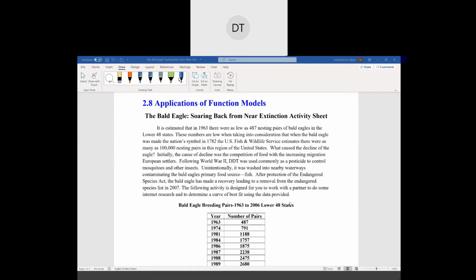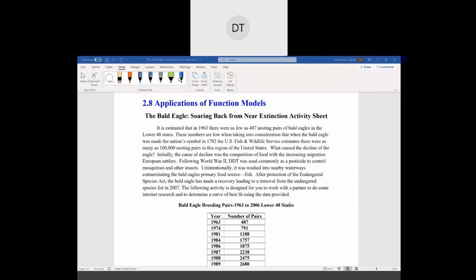It was estimated that in 1963, there were as few as 487 nesting pairs of bald eagles in the lower 48 states. These numbers are low when taken into consideration that when the bald eagle was made the nation's symbol in 1782, the U.S. Fish and Wildlife Service estimates there were nearly 100,000 nesting pairs in this region of the United States. What caused the decline of the eagle?